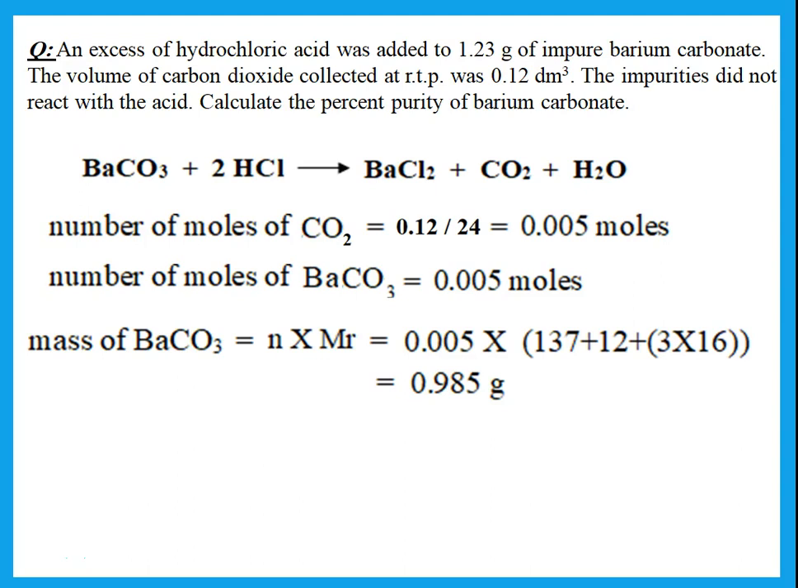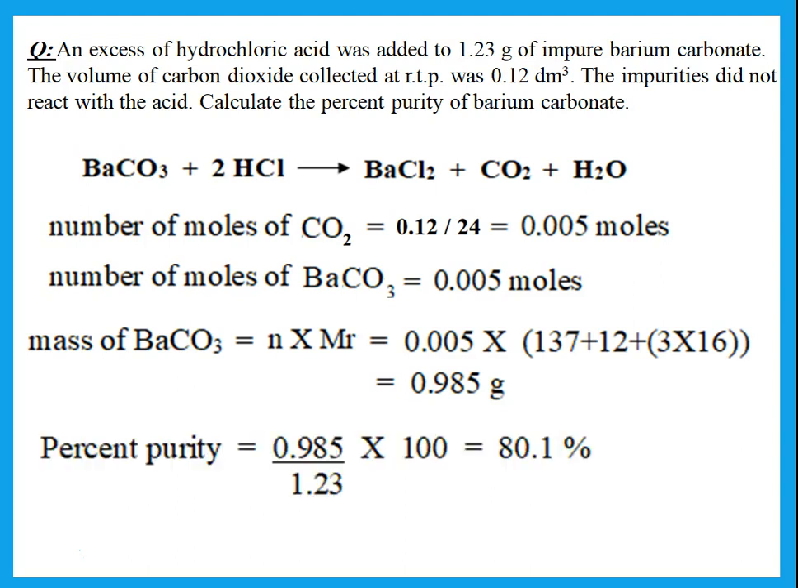So the number of moles that I calculated times the MR of barium carbonate, and I find that I have 0.985 grams of barium carbonate. That means that out of the 1.23 grams that he's talking about at the top of the question, I have only 0.985 grams of actual pure substance. So the percent purity is the mass of the pure substance, 0.985, that we calculated, over the total mass of the impure substance times 100. So I find that the percent purity of this sample of barium carbonate is only about 80%.